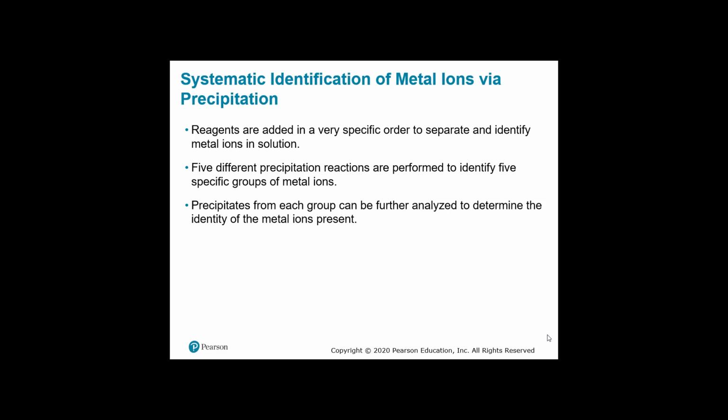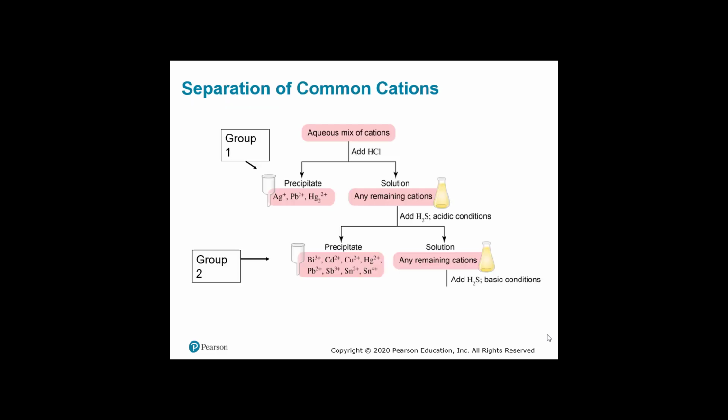Reagents are added in a very specific order to separate and identify metal ions in solution. Five different precipitation reactions are performed to identify five specific groups of metal ions. Precipitates from each group can then be further analyzed to determine the identity of the metal ions present. So let's take a look at that.